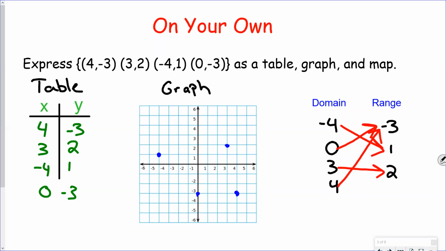And then for our map, we have our domain and range. Remember, we try to list them in numerical order from least to greatest. And if we have any repeat numbers, we don't list the repeats. In the example we did together and on your own, it happened to be in the range. But if it happens in the domain, same thing. You don't write repeat numbers. You just write the single one and you use your map arrows to complete this. Okay?